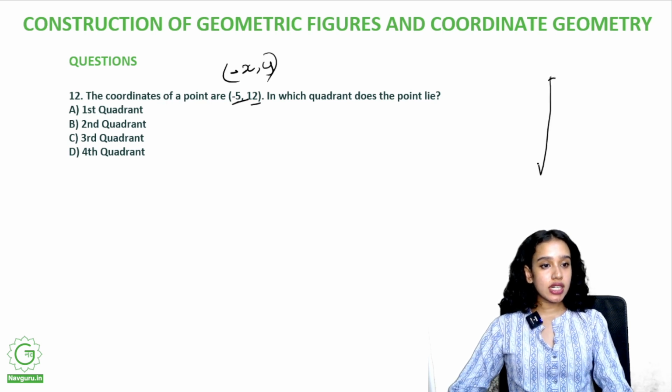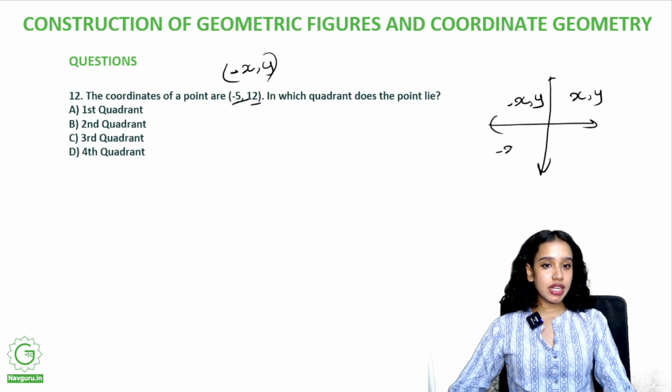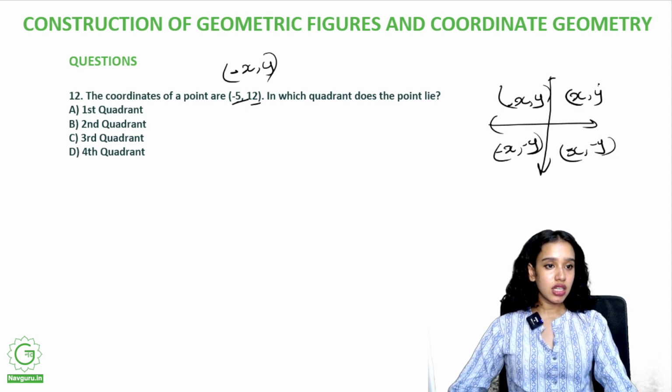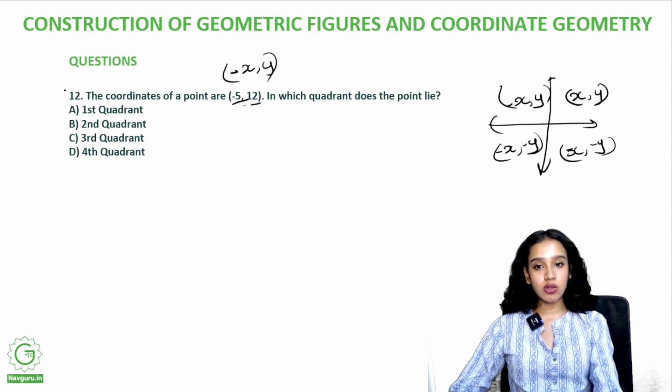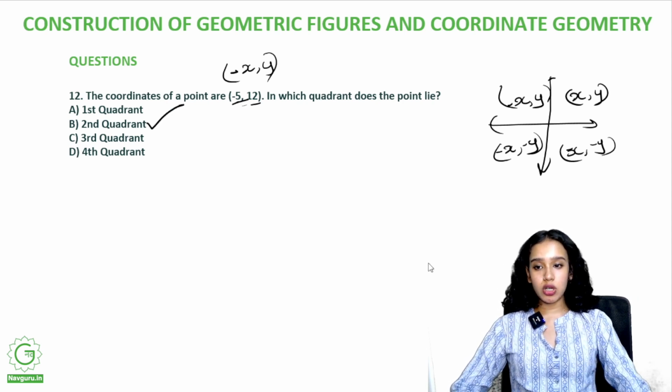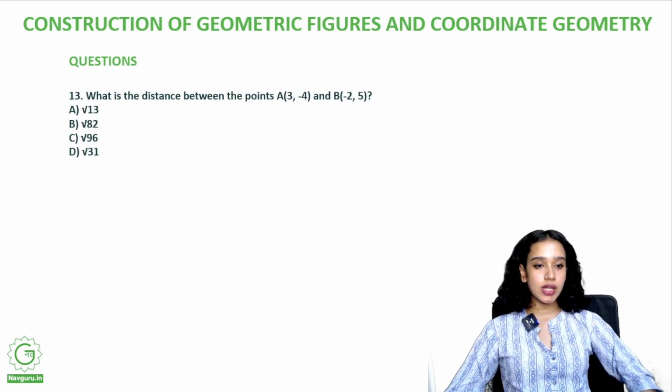So, in 4 quadrants, when we talk about it, here it's x and y, here it's minus x and y, here it's minus x and minus y, and here it's x and minus y, right? All in brackets. Now, what are the coordinates? Minus x and y belongs to the second quadrant. So, the answer is second quadrant. Now, let's move on to the next question.